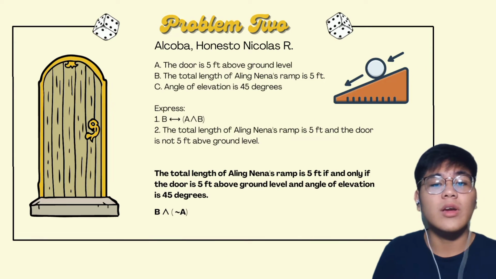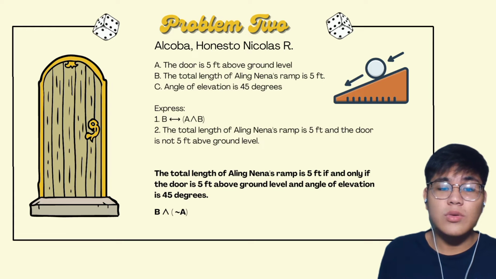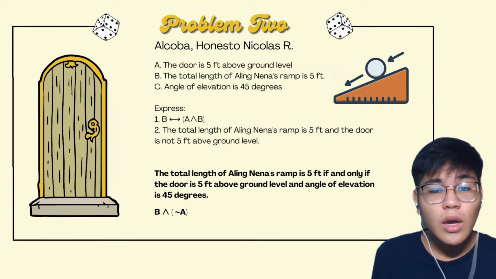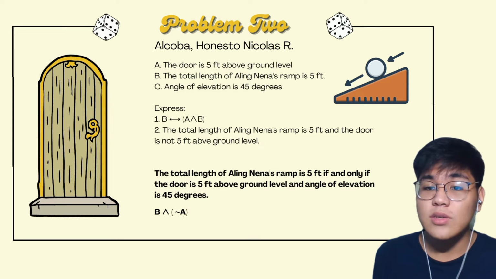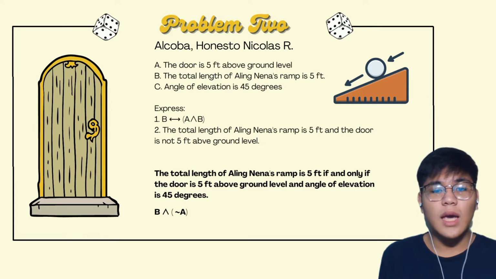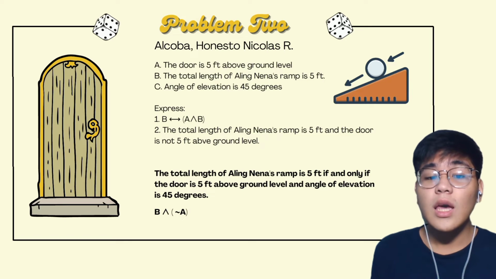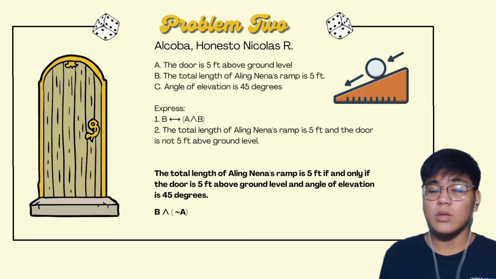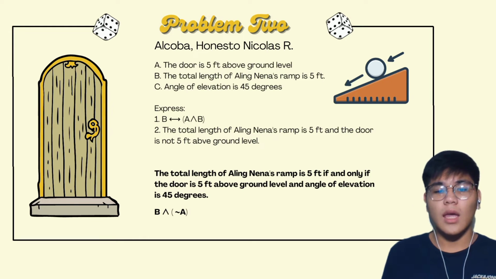Now, again, to integrate general mathematics to the trigonometric functions, I also use the other problem for us to express this. So A, the door is 5 feet above ground level. B, the total length of Aling Nana's ramp is 5 feet. C, angle of elevation is 45 degrees. So express B, two-headed arrow, or as we can say, if and only if, A and B.